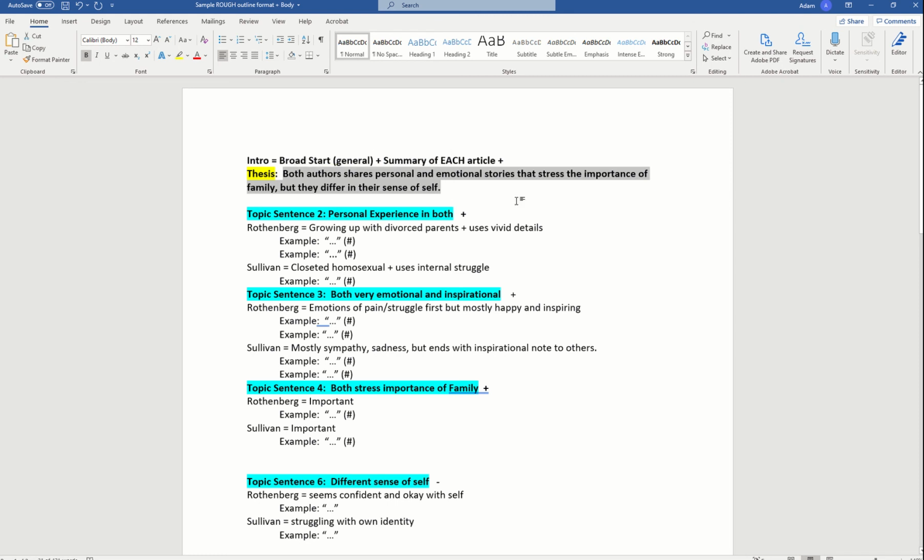But this is the idea for a thesis. I think I crammed these 4 ideas in, and it's not too wordy. I think it flows. Both authors share personal and emotional stories that stress the importance of family, but they differ in their sense of self. From reading that one sentence, you now know what my whole paper is going to be about. They share personal stories, they're emotional, they're about family that is important, and they differ in sense of self. So that outlines my entire paper.